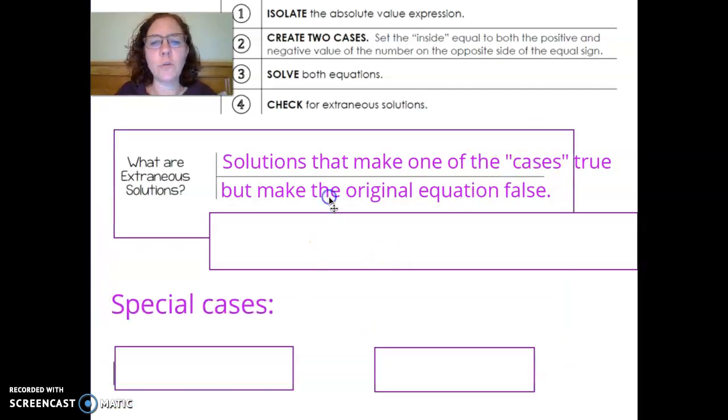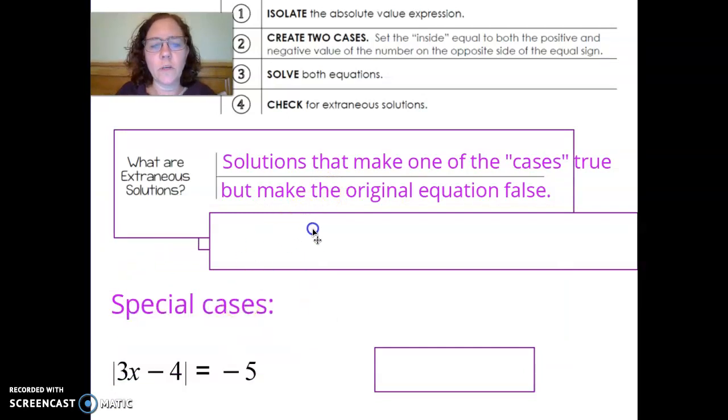All right, we have 2 special cases for absolute value. The first one is if the absolute value is equal to a negative number. So we already looked at this. Absolute value by definition measures distance, which is positive. So after you get the absolute value by itself, after you do step 1, if the absolute value is equal to a negative number, you can say that there is no solution.